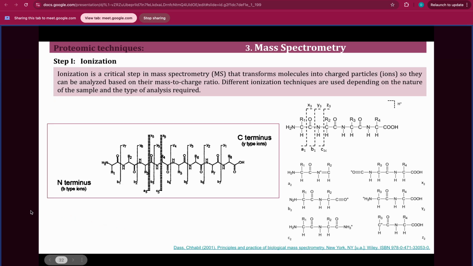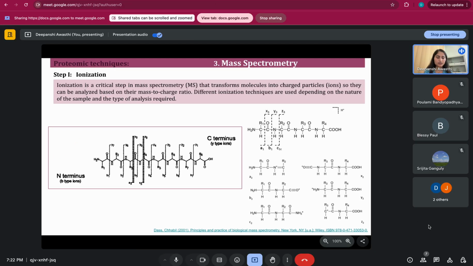Now let's look into each step one by one, to see what will happen in ionization. But before moving further, I'll again ask if you have any doubts. Is everything clear till now? Okay.